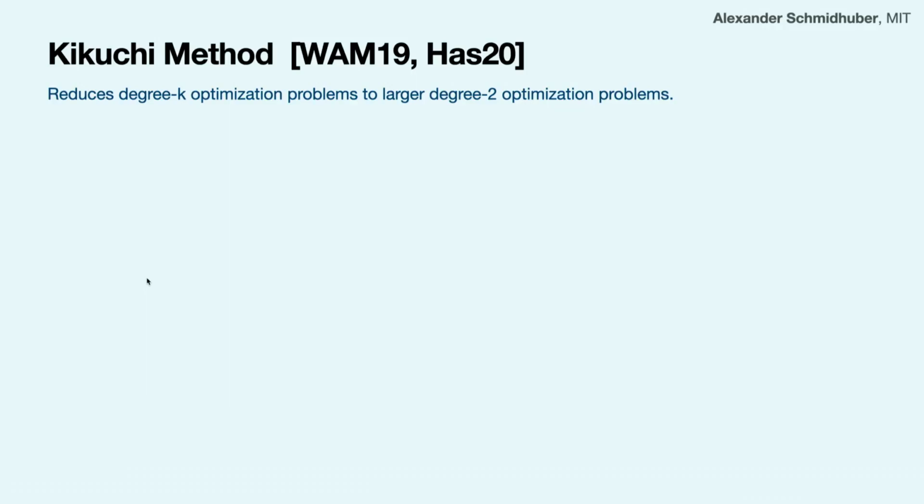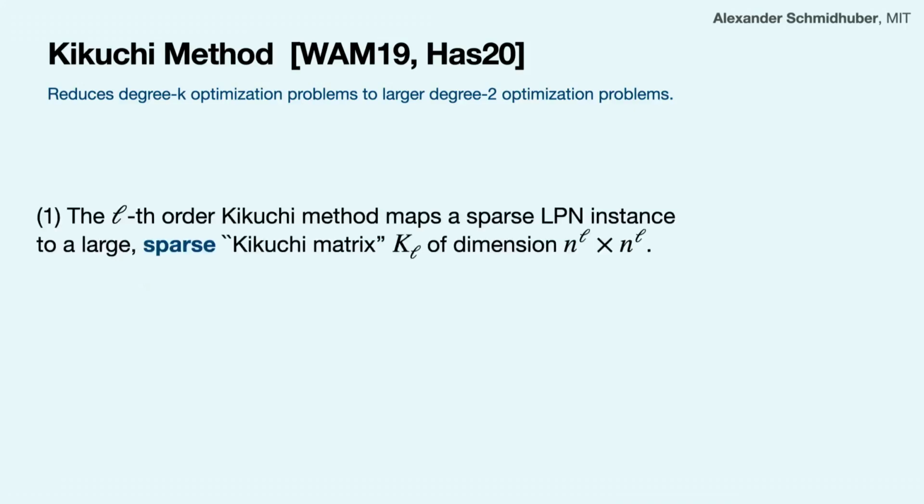It's a way of taking a degree k optimization problem and reducing it to a degree 2 optimization problem. So it takes a hypergraph problem to a graph problem, or a tensor problem to a matrix problem, or a k-sparse LPN instance to a 2-sparse LPN instance. The reason this is nice is because degree 2 optimization problems you can attack with spectral methods, which are very fast and reliable. In a little bit more detail, the Kikuchi method is a hierarchy. For any L, there is an Lth order Kikuchi method, which takes a sparse LPN instance and maps it to some large sparse Kikuchi matrix of dimension n to the L times n to the L.